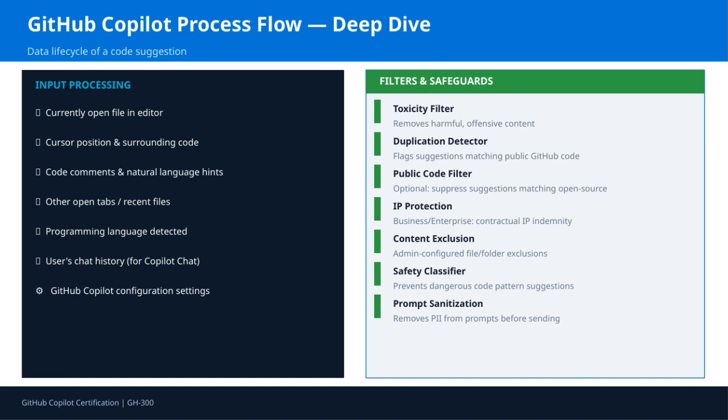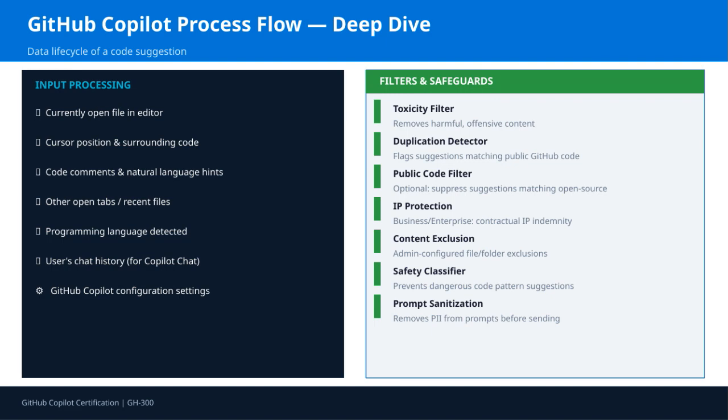Once this input is collected, the suggestions go through multiple filters and safeguards to ensure quality and safety. The toxicity filter removes any potentially harmful or offensive content. The duplication detector flags suggestions that closely match existing public GitHub code, helping to maintain originality.